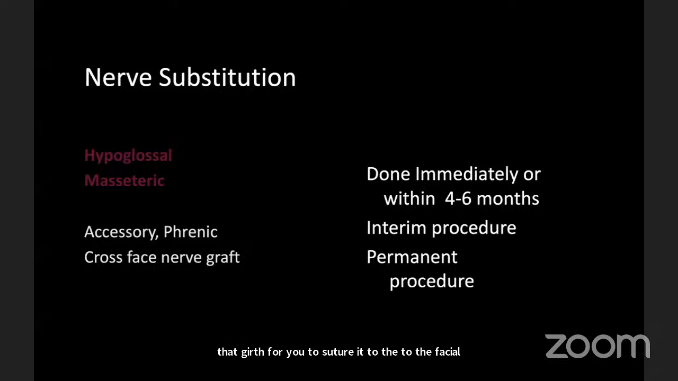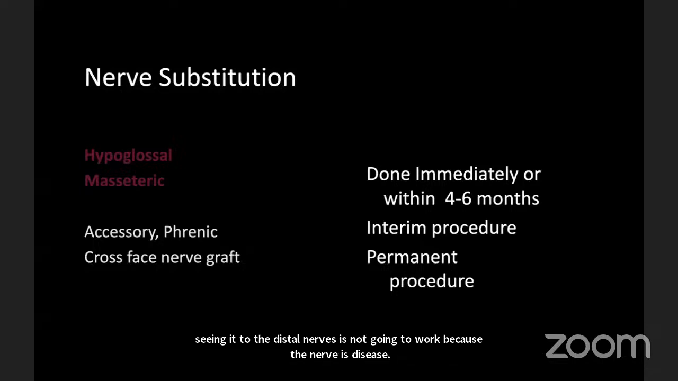Now, if you don't have the facial nerve, let's say your multiple frozens from the facial nerve are positive for disease, or the facial nerve is diseased, and macroscopically and microscopically you cannot ensure a clear margin. Taking a diseased nerve and anastomosing it to the distal nerves is not going to work because the nerve is diseased. So you've got to think of nerve substitutions.